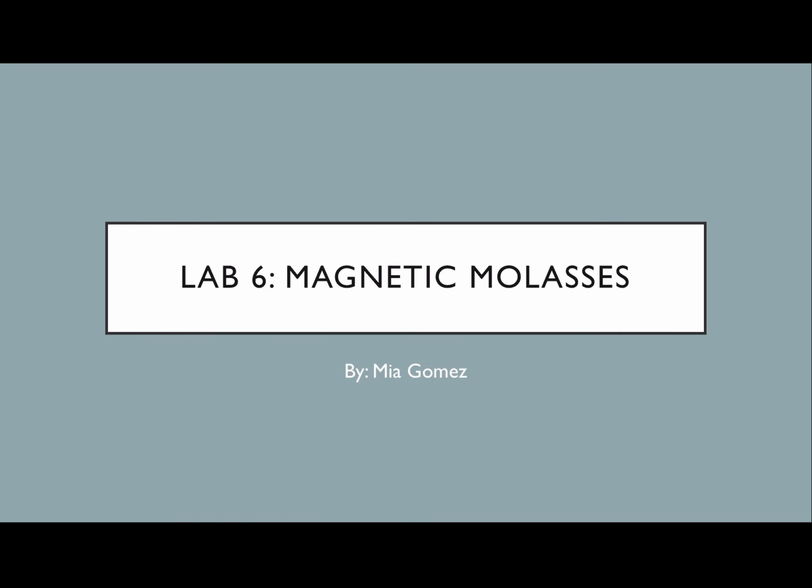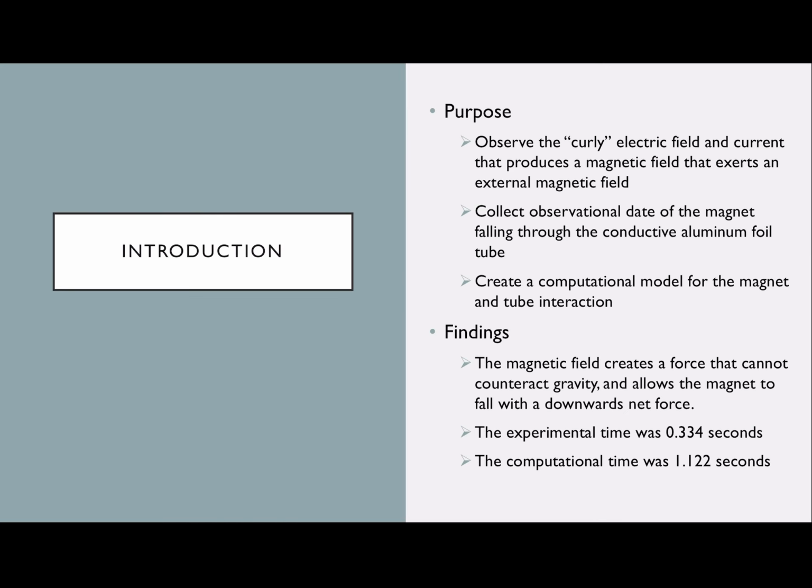Hello, this is my lab 6 for physics 2. In this lab, the purpose was to observe the curly electric field and current that produces a magnetic field that exerts an external magnetic force. We collected observational data of the magnet falling through the conductive aluminum foil tube, and we created a computational model for the magnet and tube interaction.